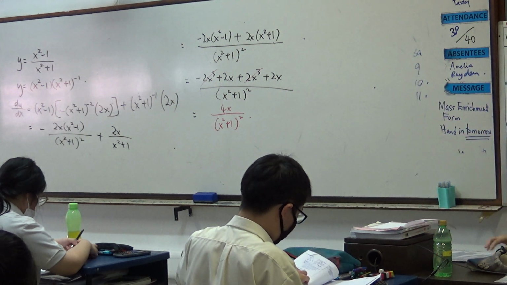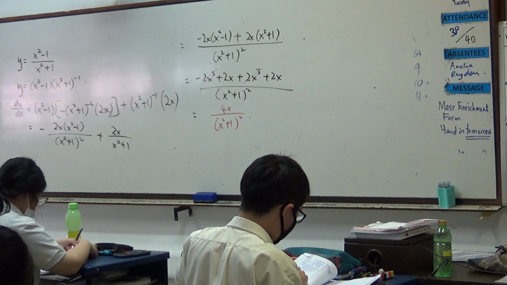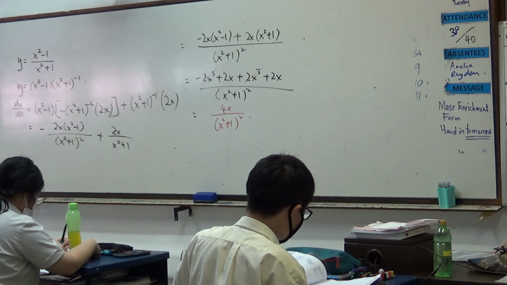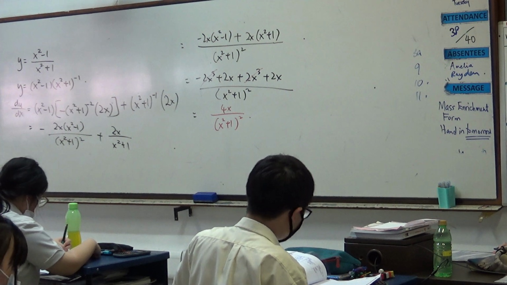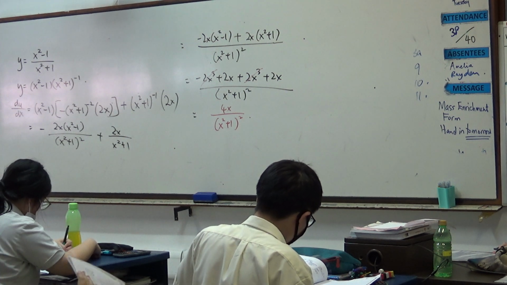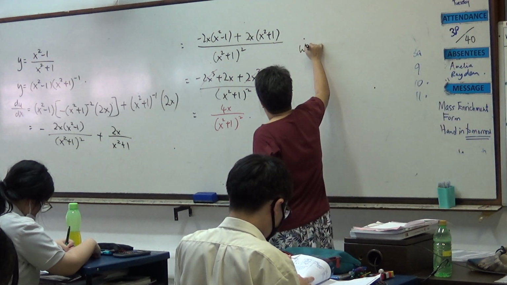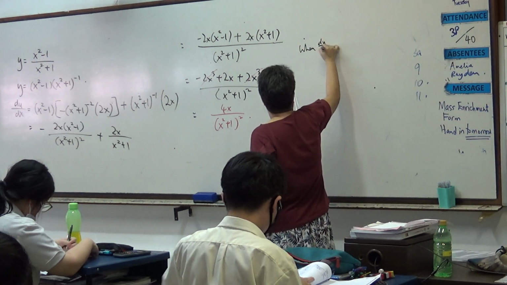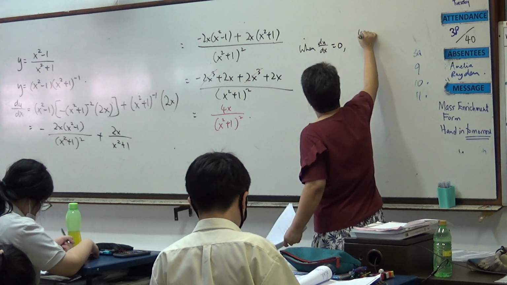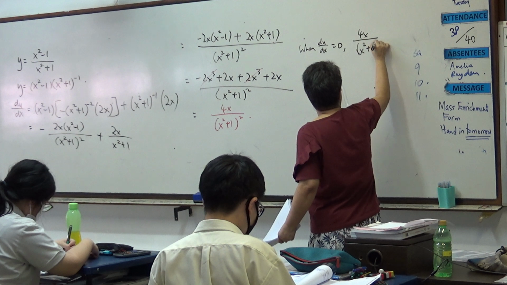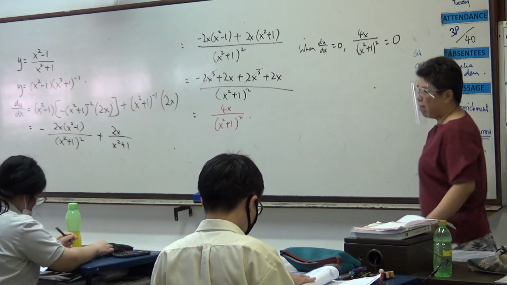Okay? I've already found dy dx. What did the question say? Whole class? Have I finished the question? Not yet. The question says, find the y coordinate of the point when dy dx is 0. So, when dy dx is 0, I'll get 4x over x squared plus 1 is 0, correct?